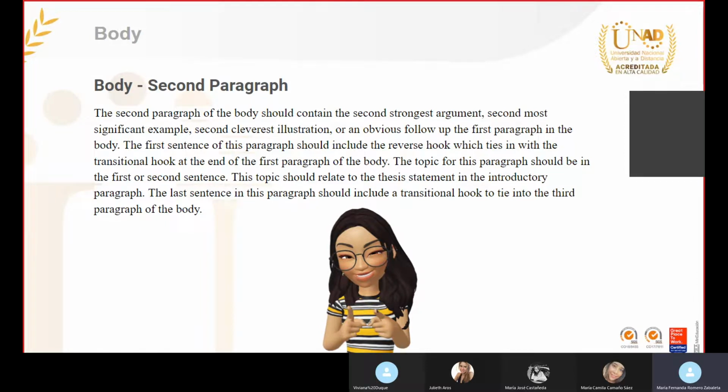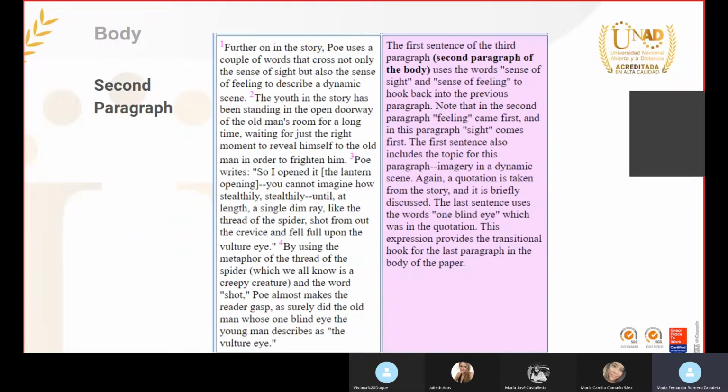did, sorry, to drag the reader into the story. So if you have three arguments to support that idea, you are going to use one paragraph per argument, okay? One paragraph per argument. So the second paragraph will include the dynamic description. Okay, let's look at this sample. Who wants to read? Viviana, are you there?